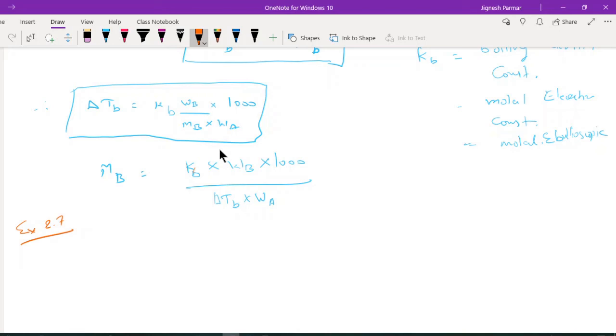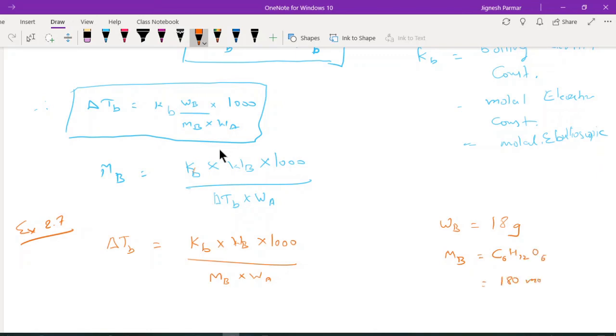Now they are asking about temperature. It means I'm going to find delta TB first. So I'm going to write down the formula which is given to us. It's very simple. You have to make sure all the necessary things are given in the question. It's given: 18 gram, which means WB of glucose is 18 gram. Molecular mass of glucose, C6H12O6, which we are already aware of, is 180 gram per mole.